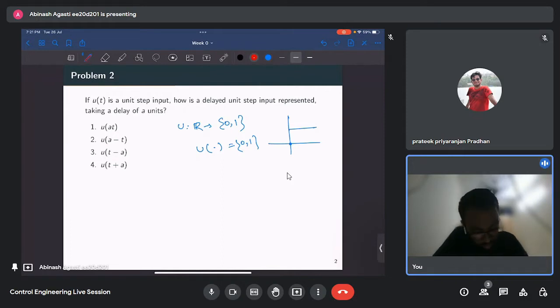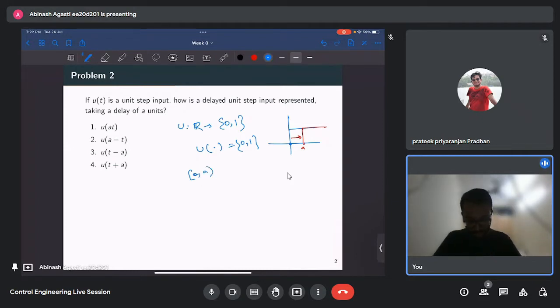So what I want is I want to delay it by some a units. To delay it, I would want u to think of this point as 0. So at some negative time, say, we want it to be 0. No issues with that. Now as the time comes to this region, that is 0 comma a, we still want it to hold as 0.